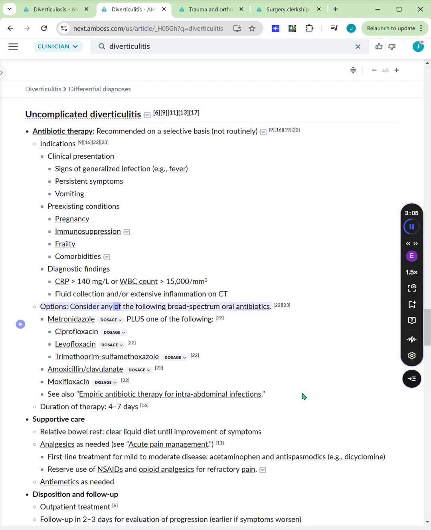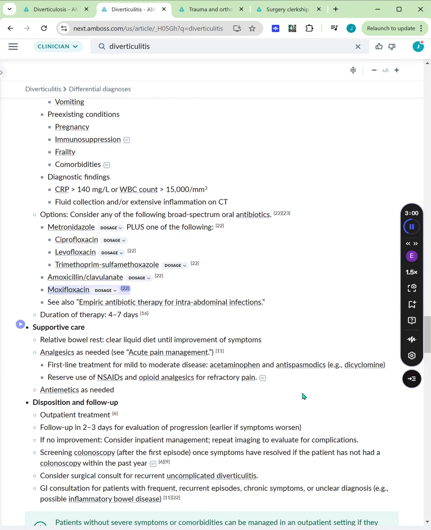Options: consider any of the following broad-spectrum oral antibiotics. Metronidazole, dosage, plus one of the following: ciprofloxacin, dosage; levofloxacin, dosage; trimethoprim-sulfamethoxazole, dosage; amoxicillin-clavulanate, dosage; or moxifloxacin, dosage. See also empiric antibiotic therapy for intra-abdominal infections. Duration of therapy is 4 to 7 days.